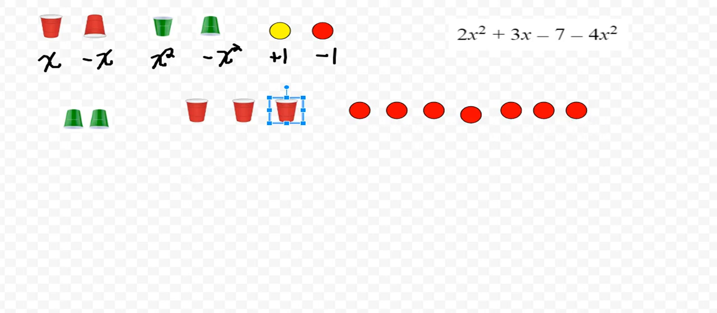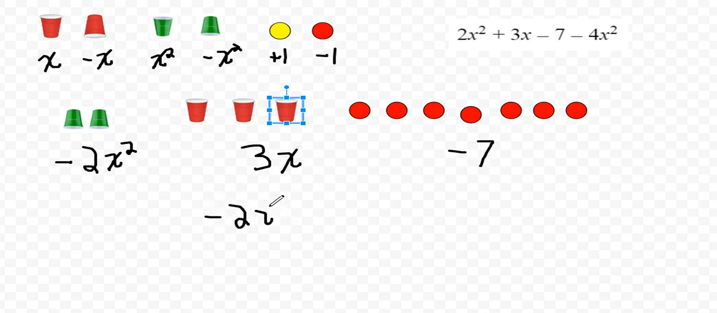So final answer here, we're left with, right over here, negative 2x squared, because they're upside down. I have 1, 2, 3. I have positive 3x, and I have 1, 2, 3, 4, 5, 6, 7. Negative 7. So, final answer here, I'm going to have negative 2x squared, a positive 3x, and a negative 7. There you go. Everything's combined. There's our simplified expression. Let's take a look at our last example.